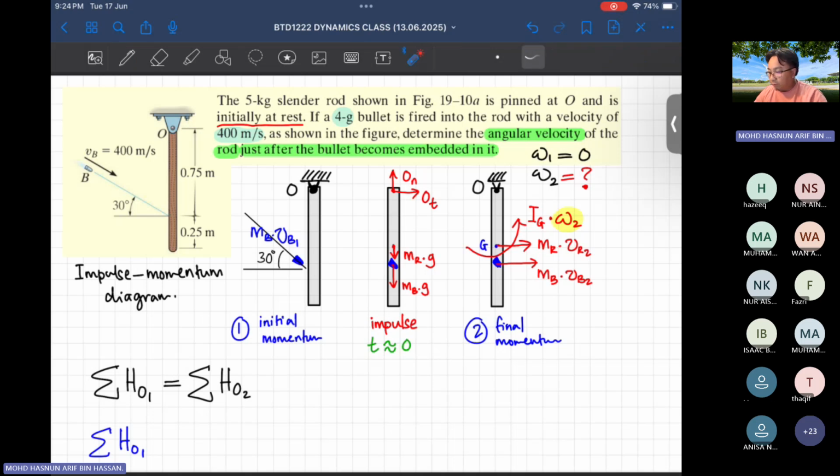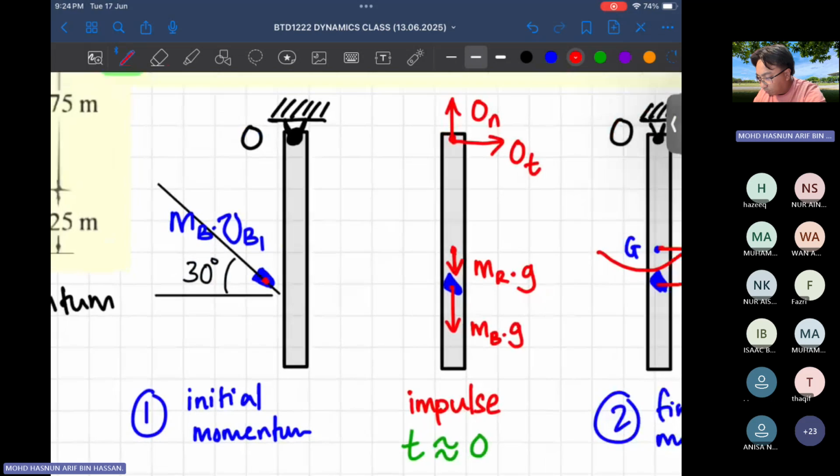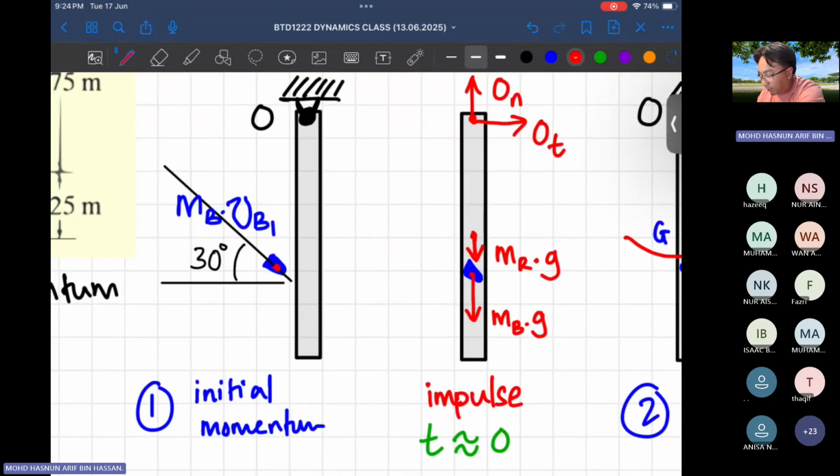What is HO? HO is the angular momentum. So if you look here, position number 1, initial momentum, we have MBVB1. So MBVB1, the direction, it is a linear motion. It is a linear motion. So we need to, I will zoom in here. Okay, we will focus on the initial momentum first. So what we want is we want to resolve this into the tangential axis. So this will be MB VB.